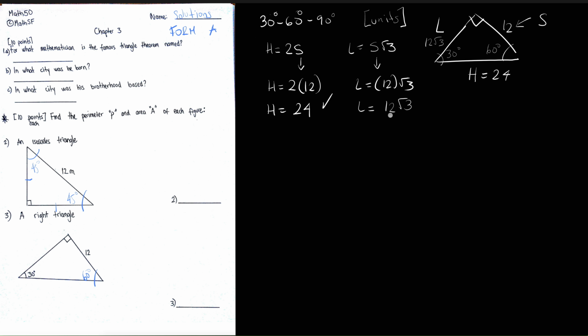So I have enough information, enough data to find the perimeter. The perimeter of any figure is the sum of every side. So in this part, I'm going to add the long side plus the short side plus the hypotenuse. So I'll have 12 root 3 plus 12 plus 24. Now, combining like terms, 12 plus 24 adds up to 36, and I cannot combine 12 root 3, so it's just 12 root 3.